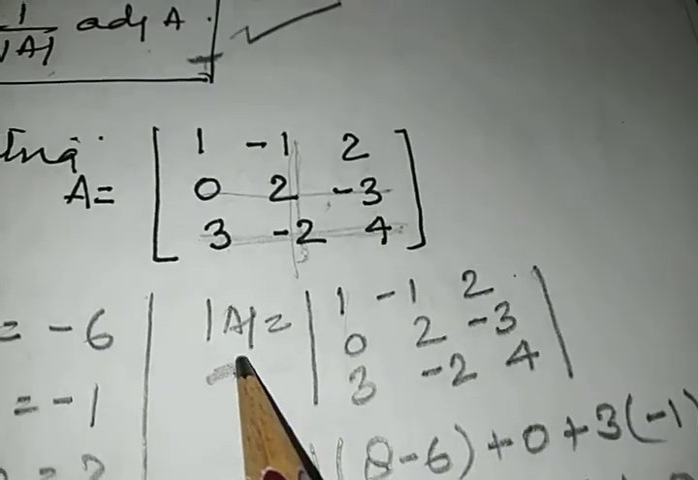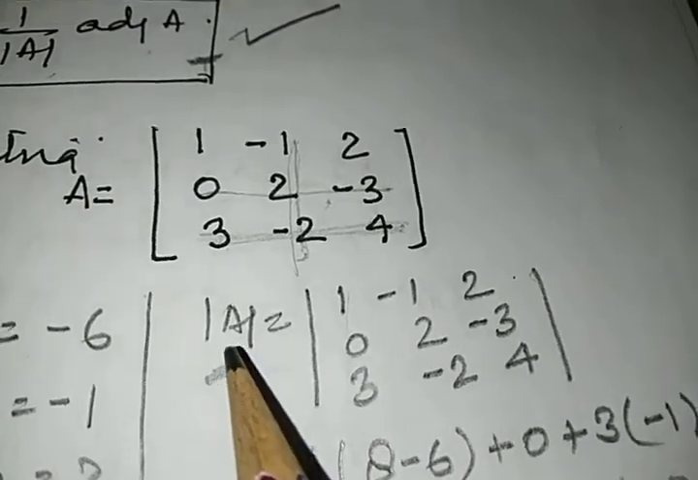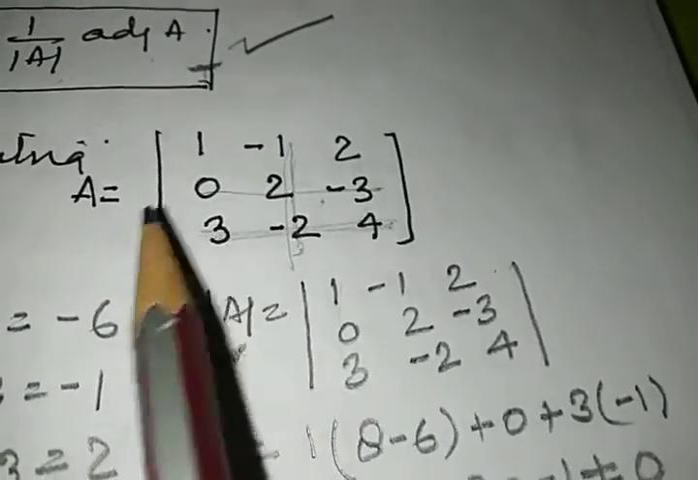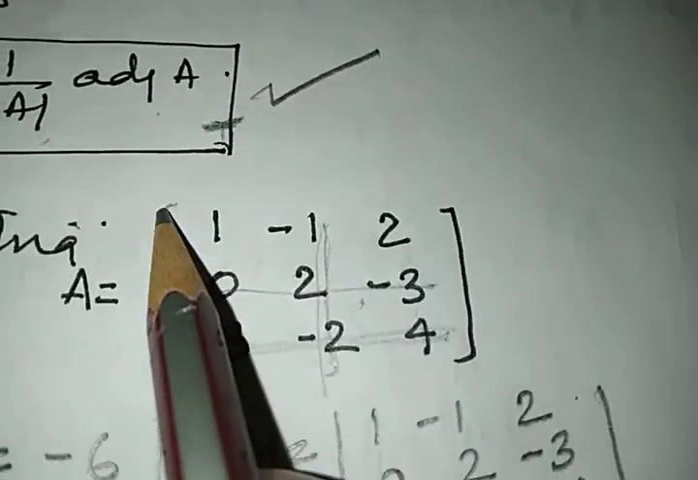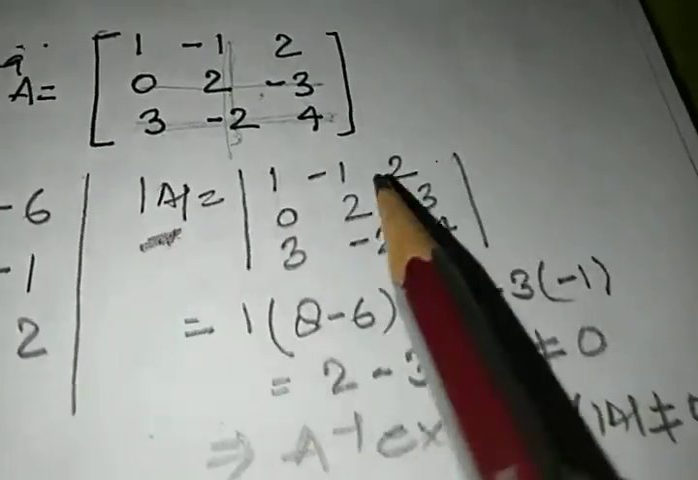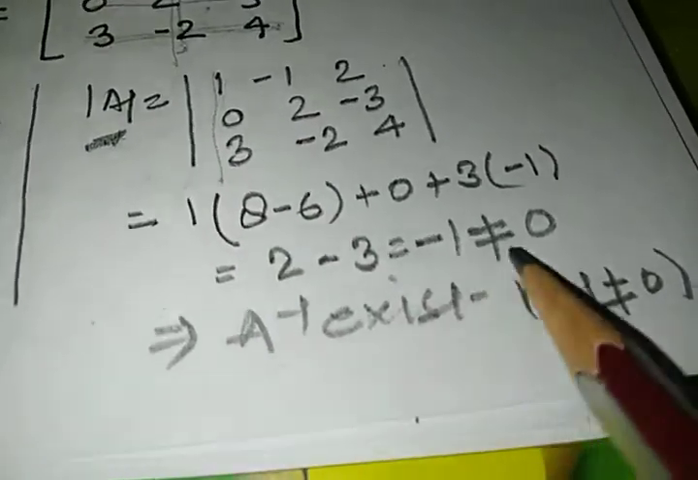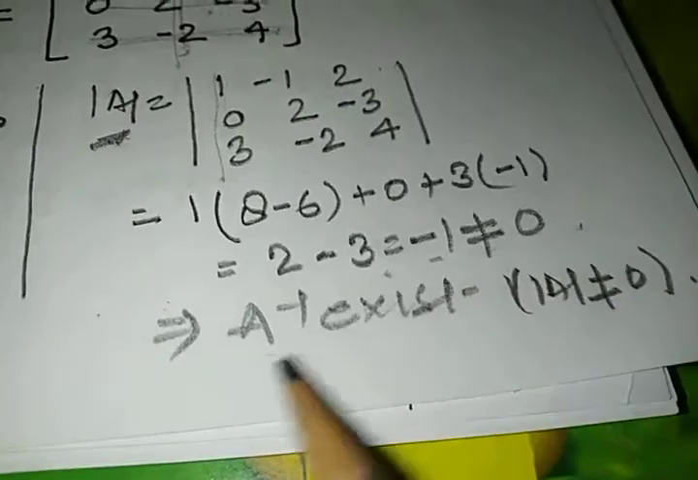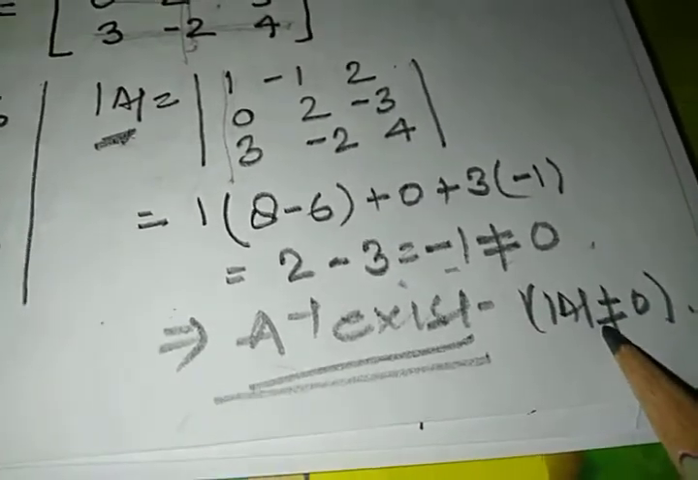Now, suppose it becomes singular, then you need not go ahead. So first, you have to show that the matrix A is non-singular, then only you will proceed further. The determinant, I have expanded from the first column. The value is -1, which is not equal to 0. That means A inverse will exist and it is non-singular.